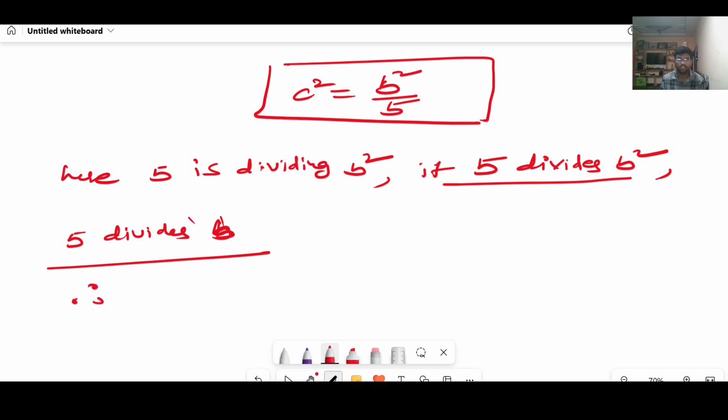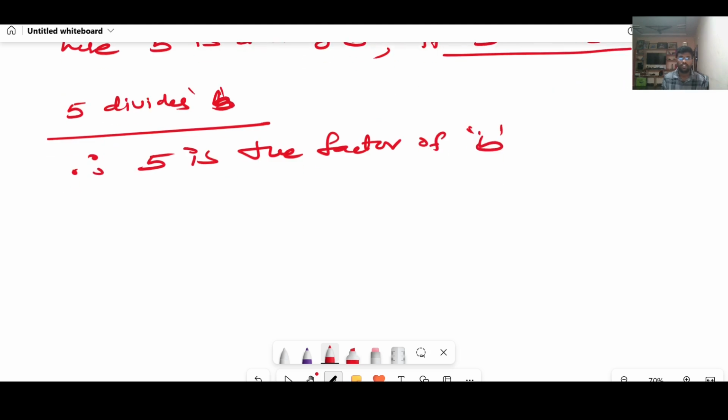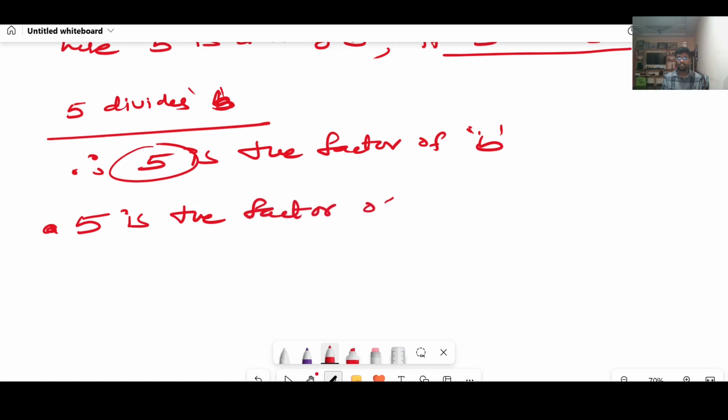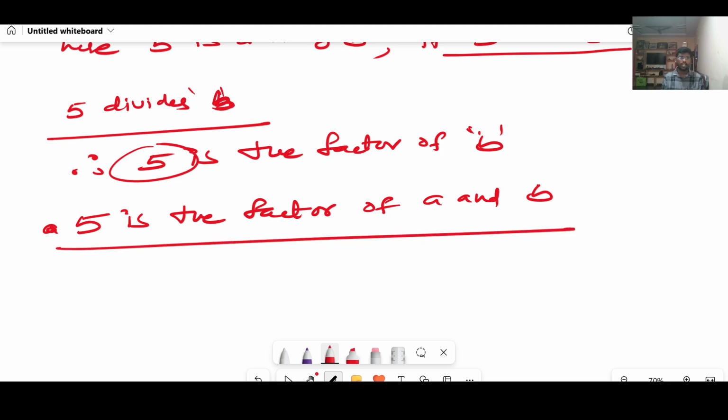And then therefore 5 is a factor of b, right? Therefore 5 is a factor of b. Now what I assumed, a comma b are co-prime numbers, right? If those are co-prime numbers, the HCF will be 1. But here we got 5 is a factor of a and b. But we have assumed a comma b as co-prime numbers. HCF should be 1. But we got a comma b have factor 5.